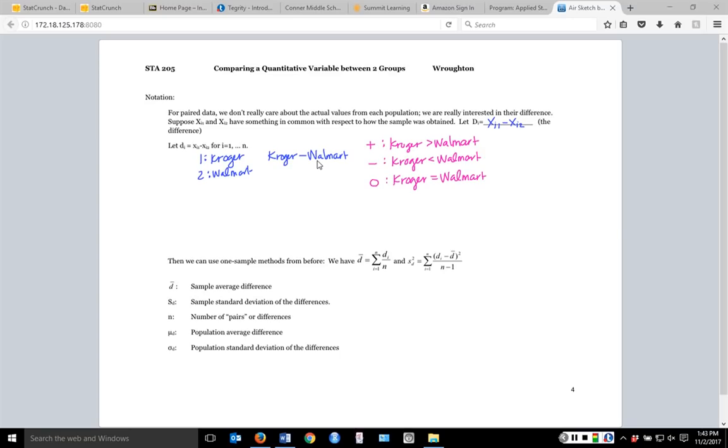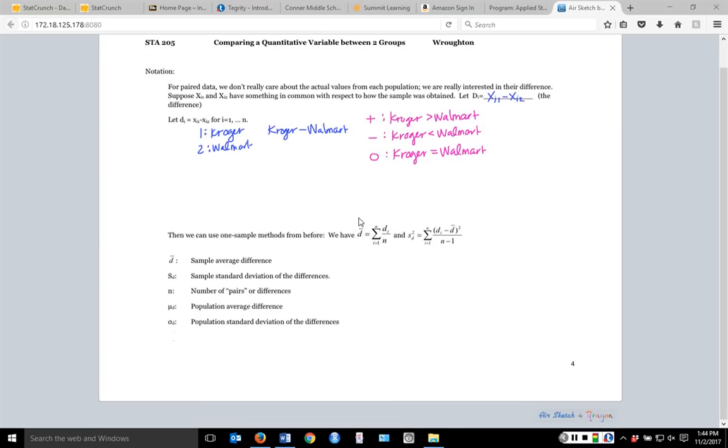So what I'm going to be working with is not all these prices of items, but the differences in prices. Instead of $2.50 and $3, I'm going to get negative 50 cents. So it's 50 cents more at Walmart than at Kroger. These are the numbers I'm going to be working with, and from there I'm going to calculate some numbers.